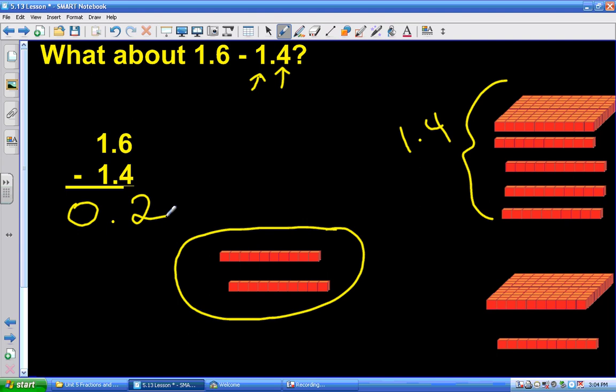So 6 take away 4 is 2. And put your decimal down. And 1 take away 1 is 0. You see how they parallel, they match up with the rods and the flats?